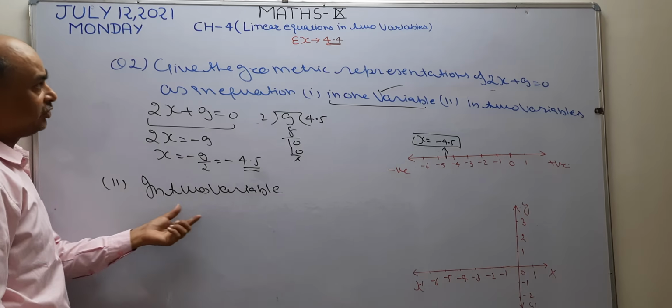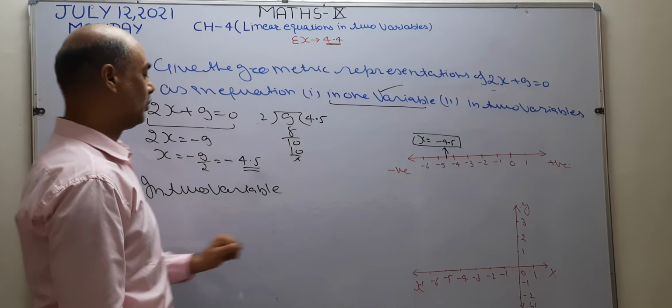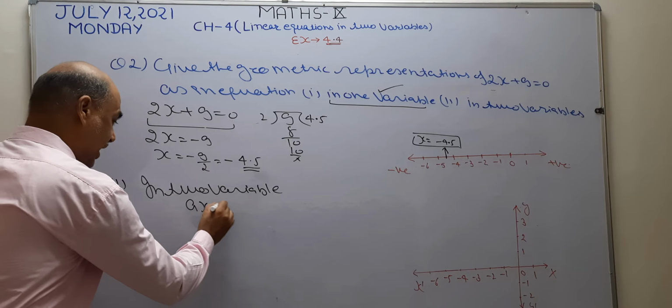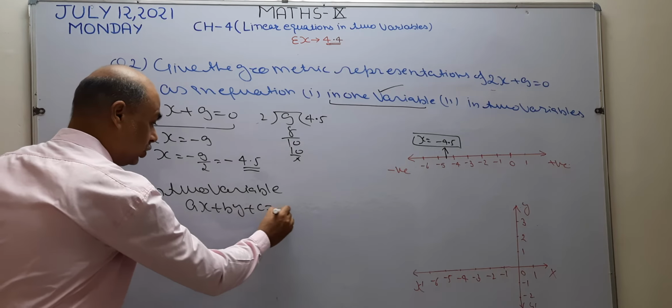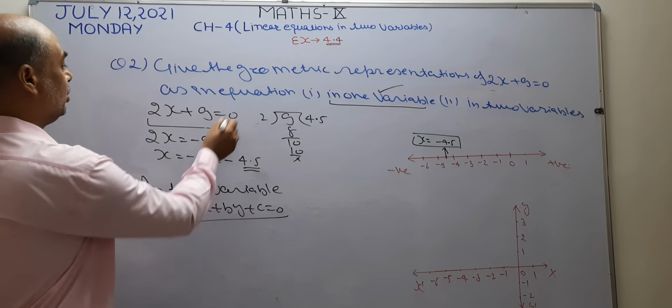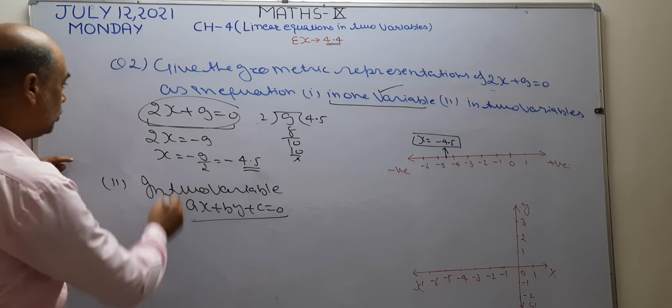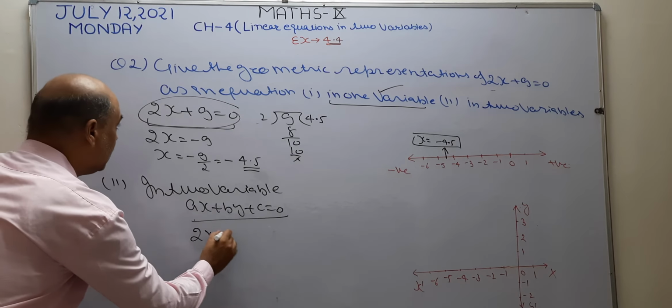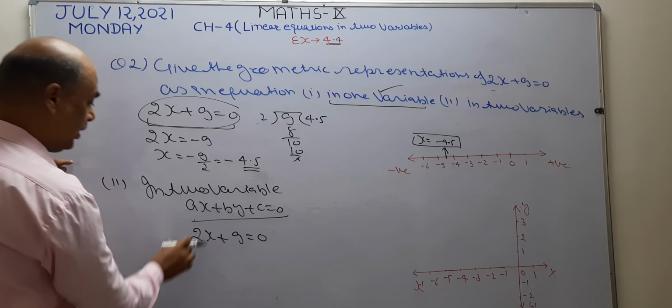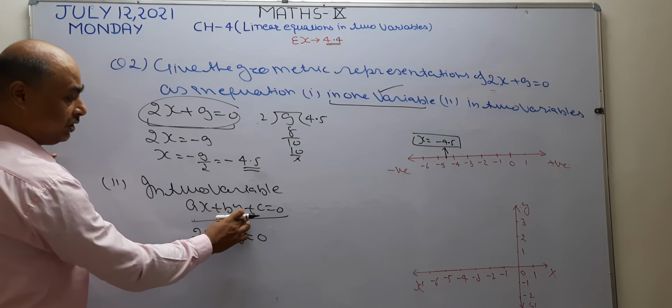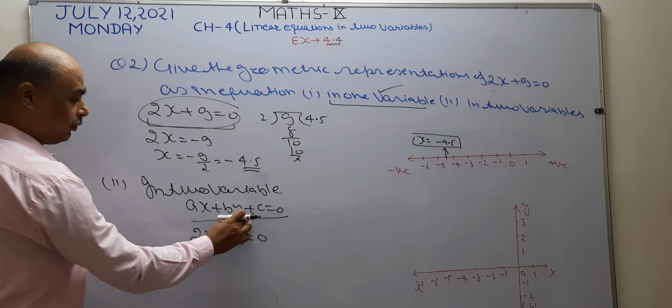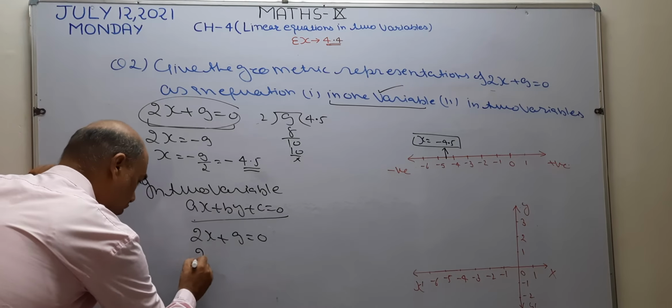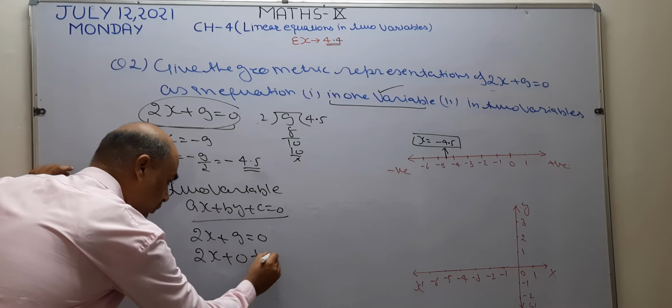The standard equation of two variables is ax plus by plus c equal to 0. So I want to write the given equation in its standard form. I write here 2x plus 9 equal to 0. The x variable is given, the y variable is missing, and the constant term is given. So instead of the y variable, I write 2x plus 0 plus 9 equal to 0.